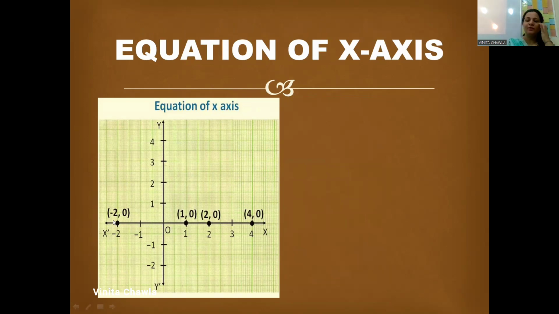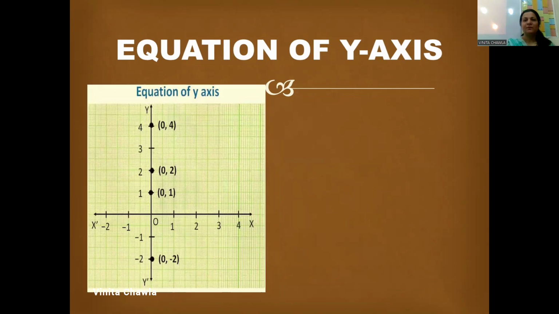So what is the equation of x-axis? It's y equals 0. Similarly, we can find equation of y-axis. On y-axis, we find all these points. In all these points, we can see we have one thing common. Value of y is changing, but value of x, the x coordinate, the abscissa, is 0 everywhere. So we can write equation of y-axis as x equals 0. Easy.